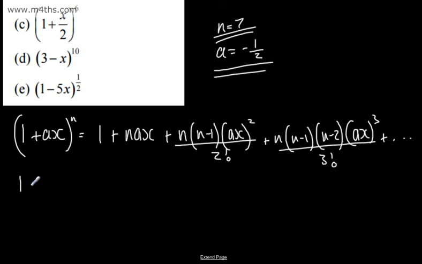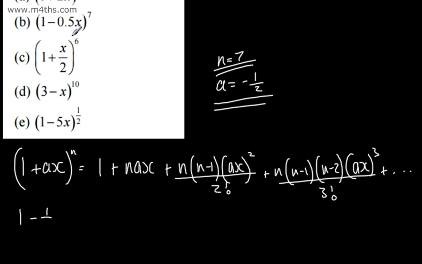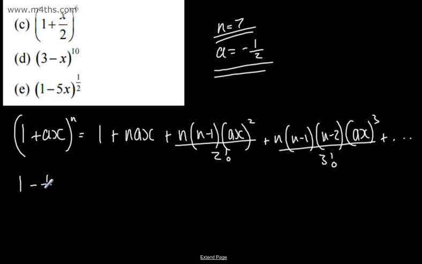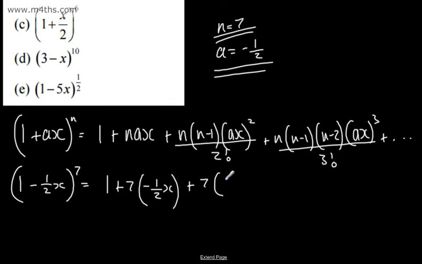So what we've got then is 1 minus 1/2x, or 0.5. You can write it in either of these forms. So let's do that. 1 minus 1/2x to the power of 7. So we're going to have 1 plus n, which is 7, multiplied by ax, which is negative 1/2x, plus n, which is 7, n minus 1, which is 6. Then we're going to have negative 1/2, which we need to square.